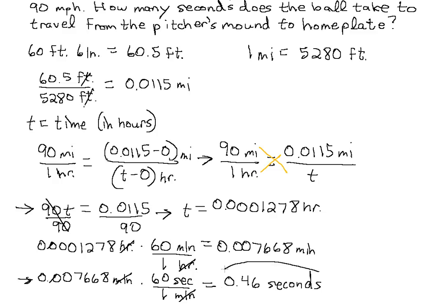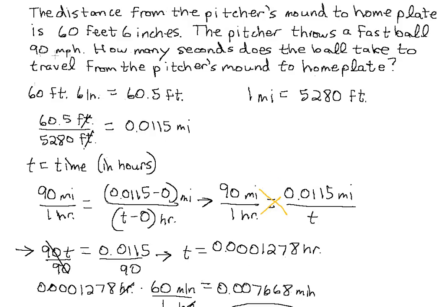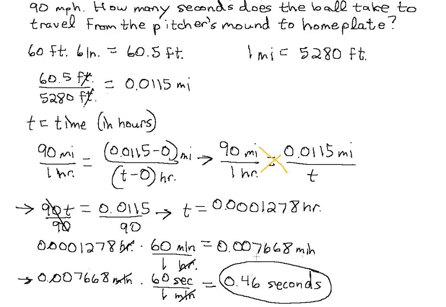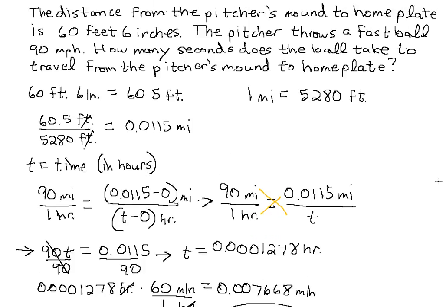So that's our answer: it takes 0.46 seconds for a 90-mile-an-hour fastball to go from the pitcher's mound to home plate. So just under half a second, a pretty short time. Follow this again, review this, and notice that we go from step to step in our rate of change. The biggest thing we have to deal with is converting our units. The really important part is setting this up, and then the rest is just converting.